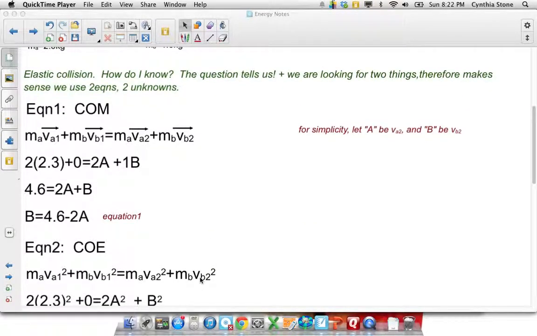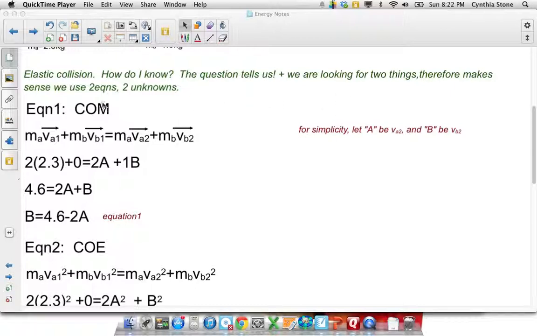So just a little thing I always do when dealing with elastic ones, and you don't have to do this, but I say let big A be VA2 and big B be VB2, just because you want to write all the subscripts and it gets confusing looking. Okay, so I just do this because we're going to solve for A and B, right? And just to make the numbers look a bit nicer.